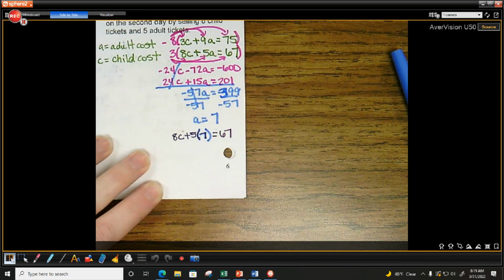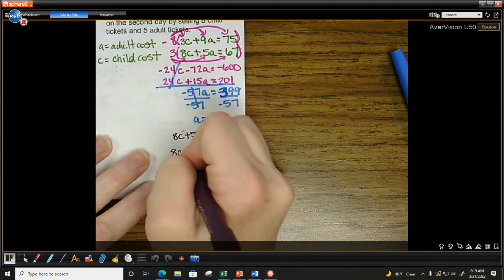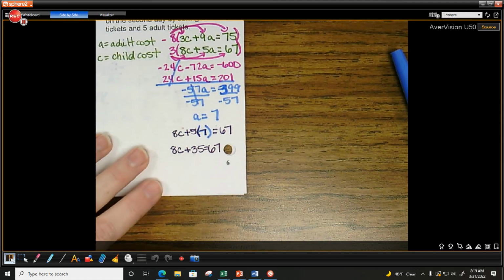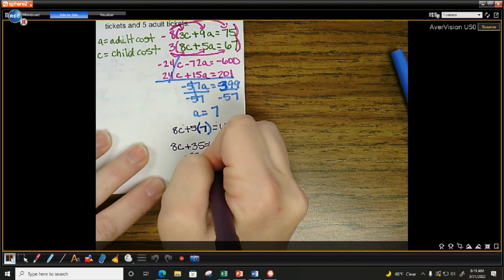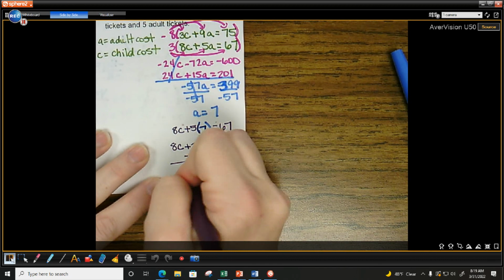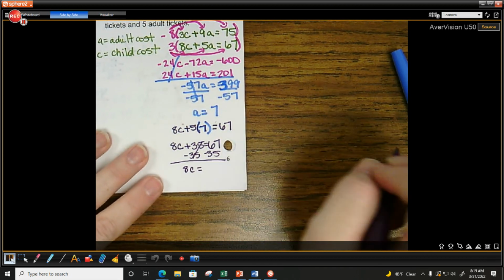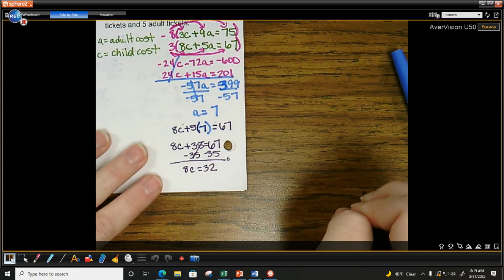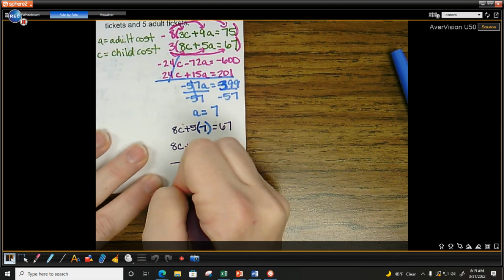So 8C, what's 5 times 7? Equals 67. What do I do next? Minus 35 on both sides, so I get 8C equals 32. Then I divide by 8, and we get C equals 4.